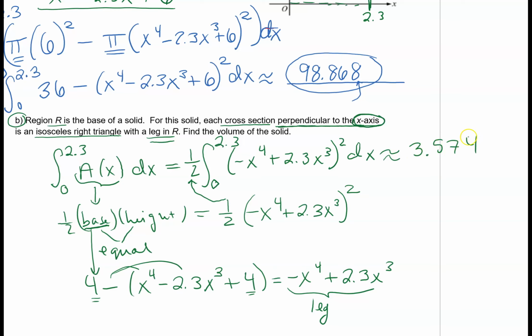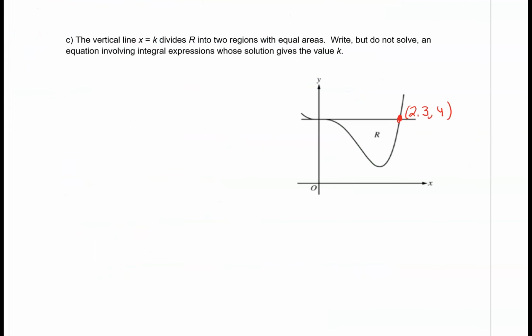And there is my volume for part B. Now part C was kind of a unique style problem. So here it's talking about some vertical line x equals k, which is not shown in the picture. That's going to take this region R and divide it into two equal areas.